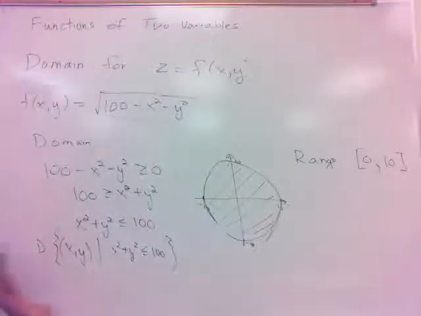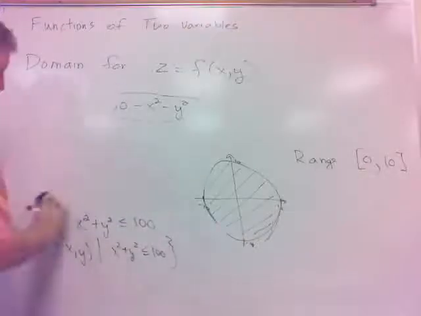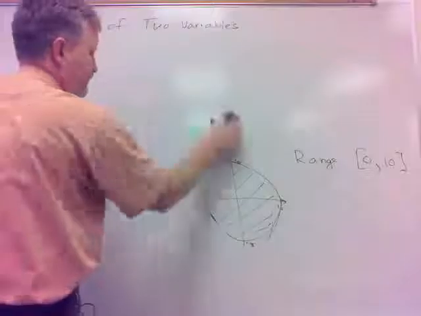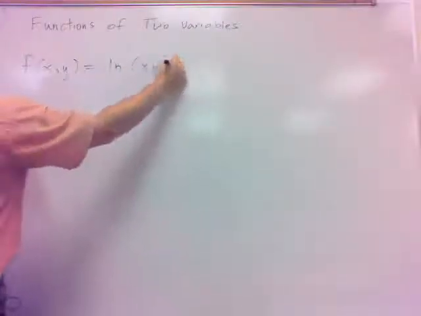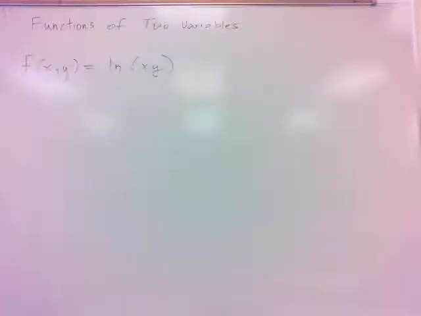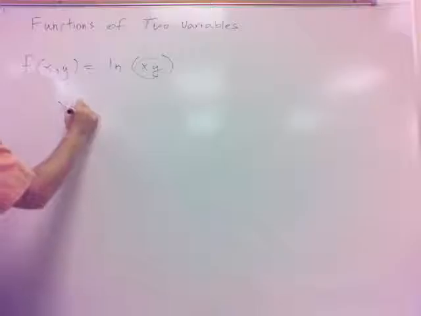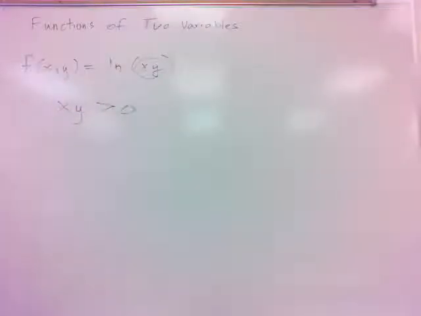One other one here on this domain and range stuff. F of x, y equals the ln of xy. All right, what do we have with natural log? Logarithms, basically the same thing as a square root, except in a square root you can actually have 0. But with logarithms, you can't have 0 or negative, right? So in a logarithm, you need the inside part to be strictly greater than 0.